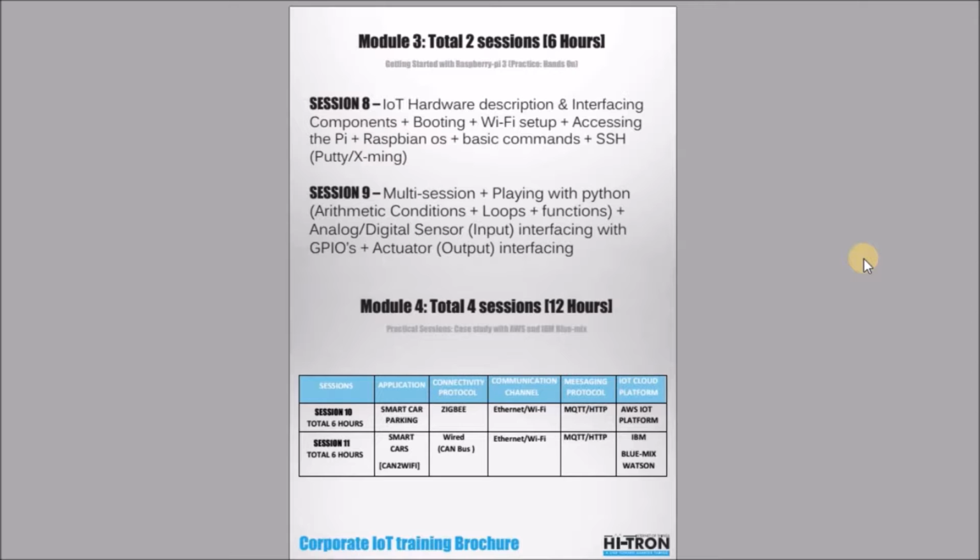The next module is module number 3, where we would be spending 2 sessions, which include 6 hours. So this will be like getting started with the Raspberry Pi. Raspberry Pi is a single board computer, which is quite an advanced microprocessor kit. And in session number 8, we would learn about IoT hardware description. That means all the details about Raspberry Pi and the different models that have been released over several years.